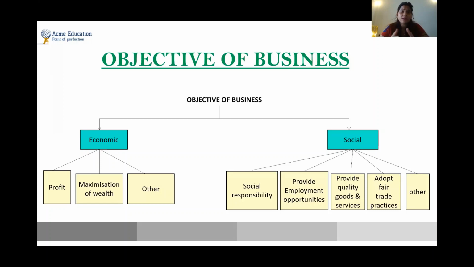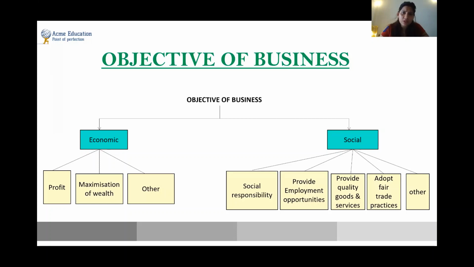Similarly, you can also say that government is a part of the society where you're doing the business, so it becomes the responsibility of the business to pay the taxes on time and provide all the information of the business to the government which is needed. The second objective can be providing employment opportunities.